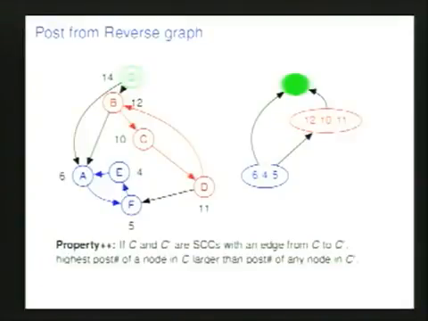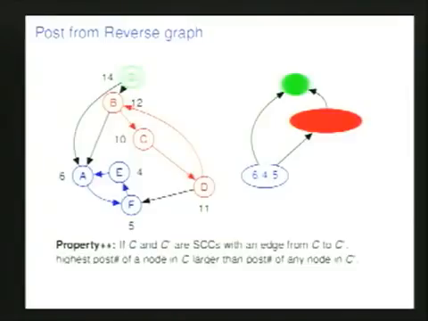What this says is that it's not an accident. This property we proved says that if C and C prime are strongly connected components with an edge from C to C prime, then the highest post-order number of C is larger than the highest post-order number of any node in C prime. So after deleting this sink component, the one with the highest remaining post-order number must be in a sink component. And after deleting that sink component, the one with the highest remaining post-order number must again be in a sink component.